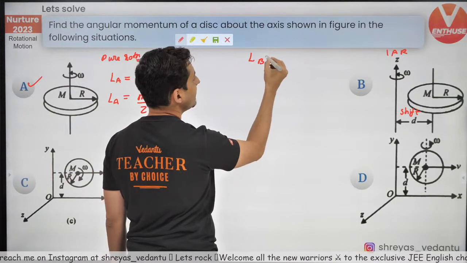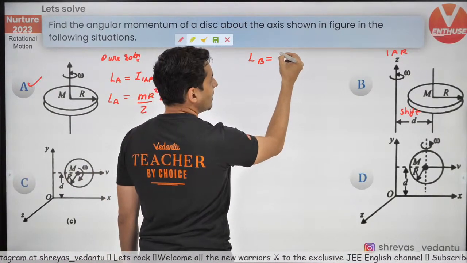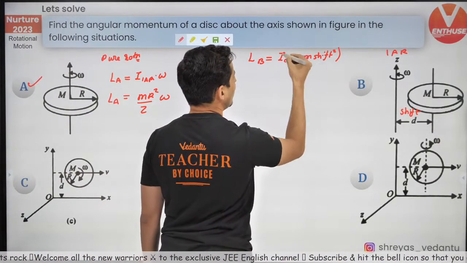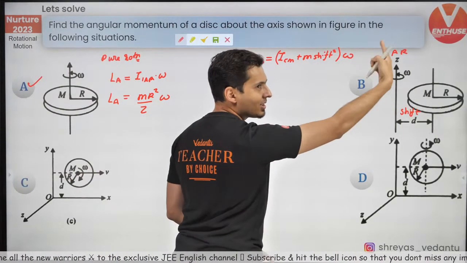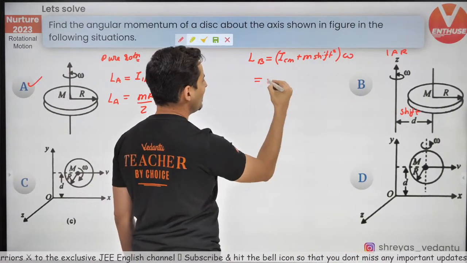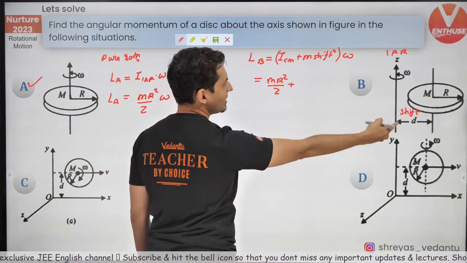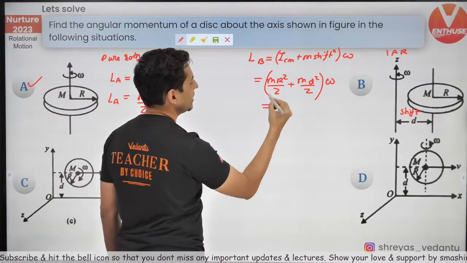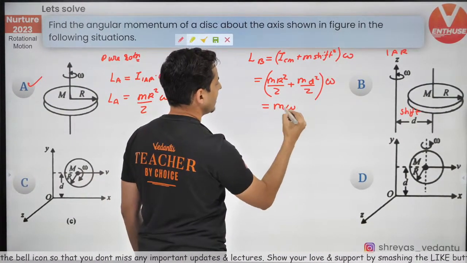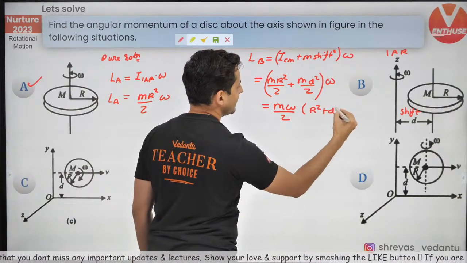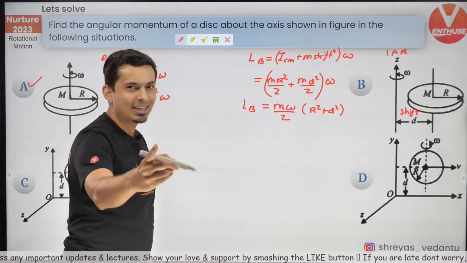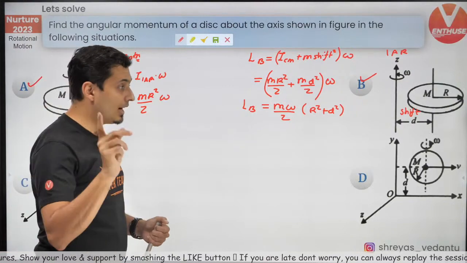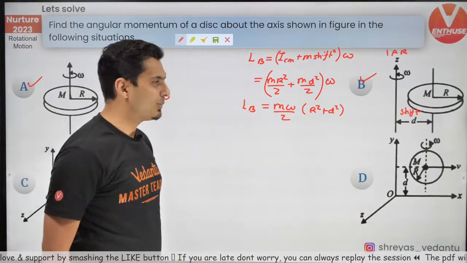So the angular momentum in the B case will be moment of inertia about center of mass plus m into shift square, into omega, because I need moment of inertia about this axis. So moment of inertia about center of mass is mr square by 2 and shift is d, so md square by 2, the whole thing into omega. If you want to solve it further and take m by 2 outside, it's m omega by 2 into r square plus d square. That's the angular momentum for the B problem. Clear? Very good. Now C and D are tricky, so let's solve it properly.